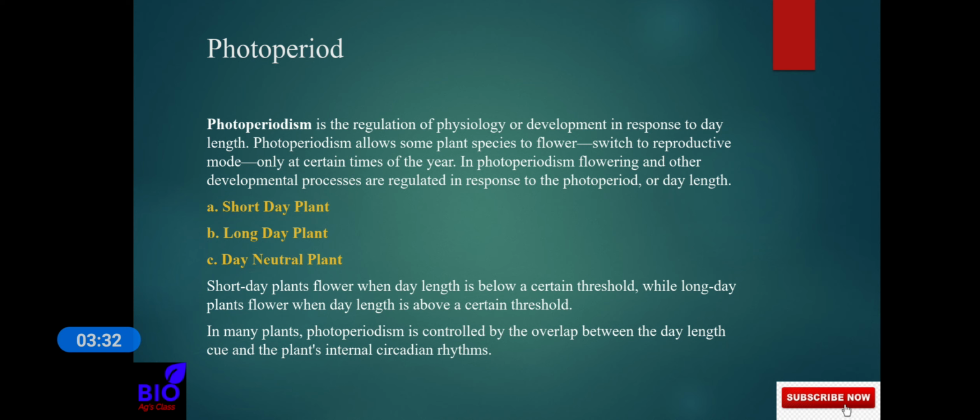Plants may actually be measuring the length of the night rather than the day length. That is, it can be the length of the period of continuous darkness, not the length of the period of continuous light, that determines whether or not the plant flowers.